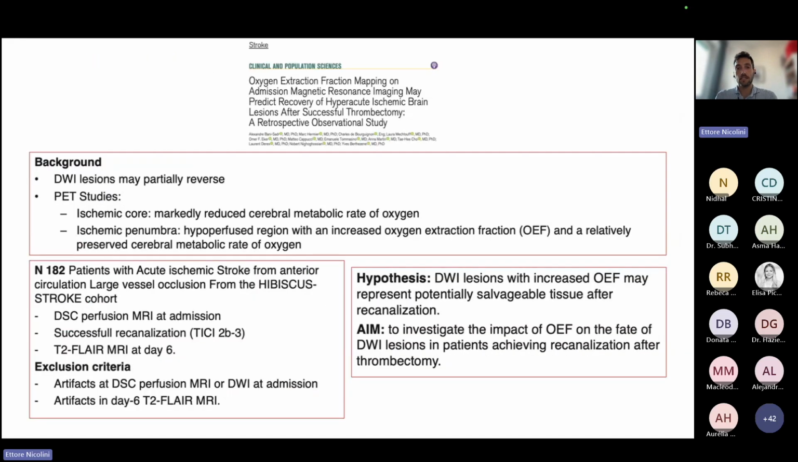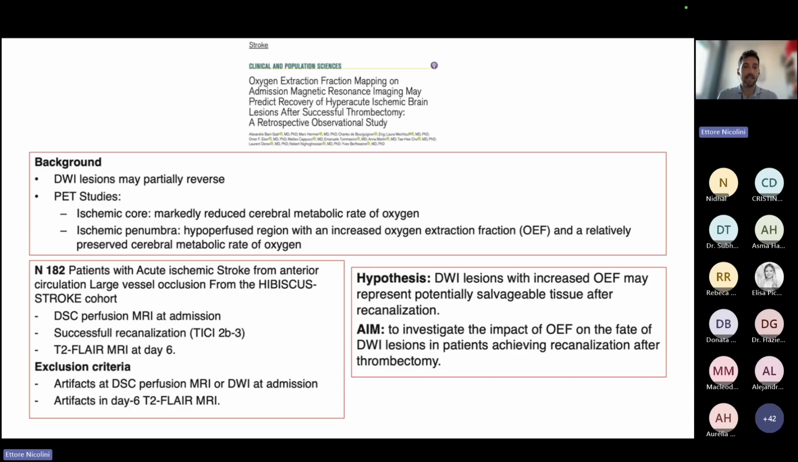After that, another application of the metabolic perfusion on clinical data was done by the Lyon group. In particular, they focused on the DWI reversibility phenomenon that we have already seen. We are talking always about MRI studies.